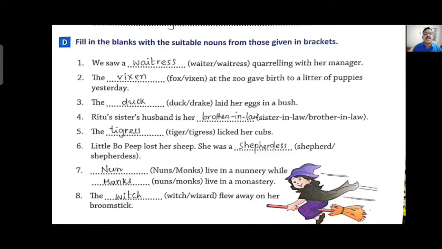Next, the eighth one: the dash (witch or wizard) flew away on her broomstick. Actually, 'her' is written, which means it is a female. Witch is female and wizard is male. So the witch flew away on her broomstick. Witch is the female, wizard is male, so it will be witch.